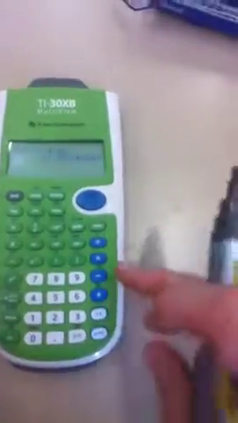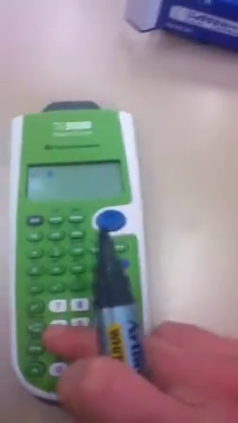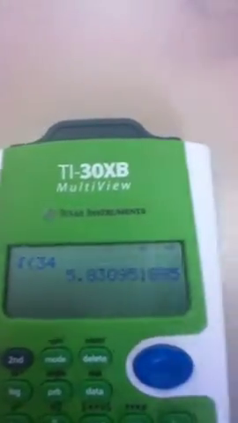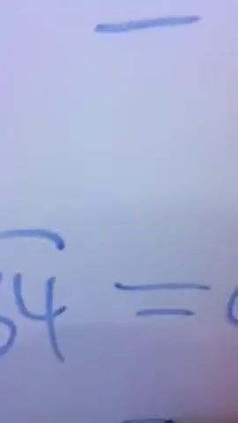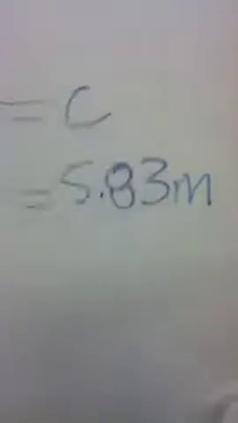Okay, if we do this on our calculator, the square root of 34 equals 5.83. So our answer is 5.83. We need to remember our units, we're talking in meters.